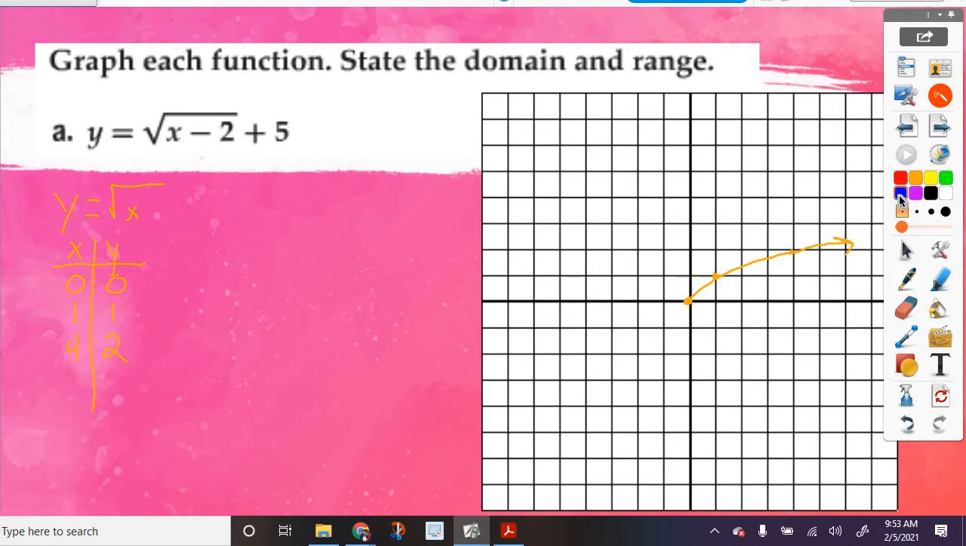Now, remember that that's not the function that they asked us to graph. So remember that our minus 2 on the inside is going to move each of our points right 2, because it's the opposite direction of our sign, and then up 5. So I'm going to take each of my points and move them right 2 and up 5.